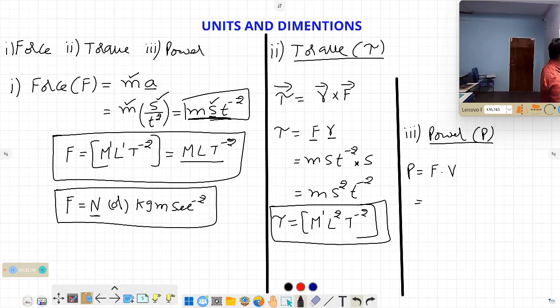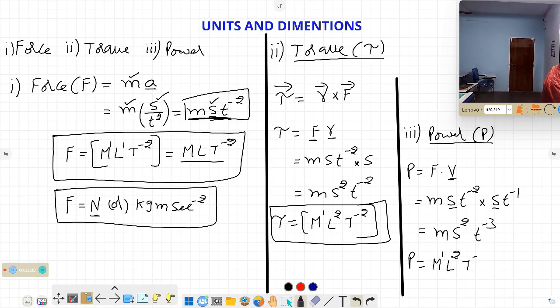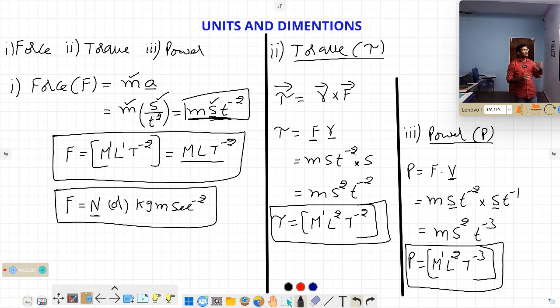The force formula in terms of fundamental quantities we already did, that is MLT^-2, and velocity we also did just before. Velocity is distance by time, distance into LT^-1. So if you write this in order, M into L how many times? 2 times, ML square, and T^-3 you are going to get. So the power dimension formula we can write as ML^2T^-3. This is the way you have to understand how to write the dimension formula for each physical quantity, for the derived quantities in terms of fundamental quantities.